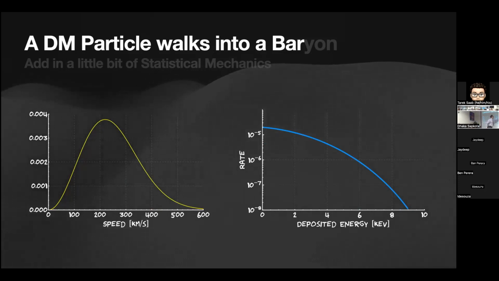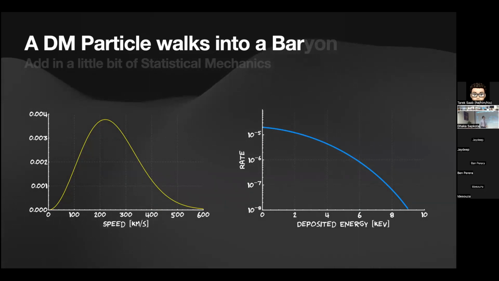And so then this is what you would expect to see in the detector. And again, this is a log scale, so it's falling very fast. In other words, most of the interactions that you see are on the low energy scale of things. And this x-axis is on the order of keV of energy.